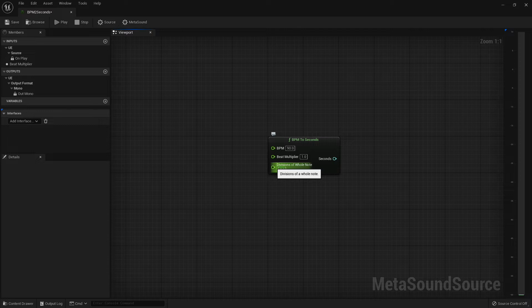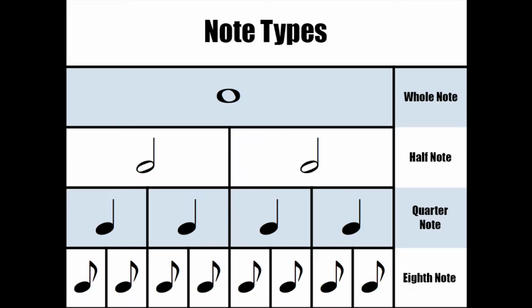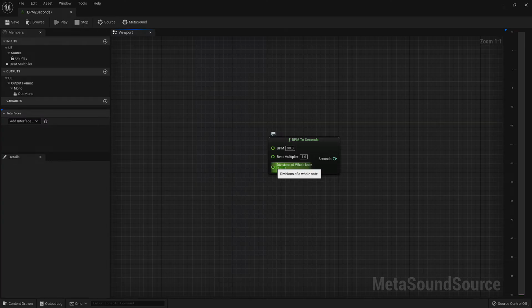The last input we have on this node is our divisions of whole number input. For those of you who aren't too familiar with music theory, a whole note is a note that is held for one full bar of a measure. By default, this value is set to 4, turning our whole note into what we call quarter notes. We can also set this value to 3 if we want triplets. After all of this multiplication and division, we are finally presented with our outcome in seconds.